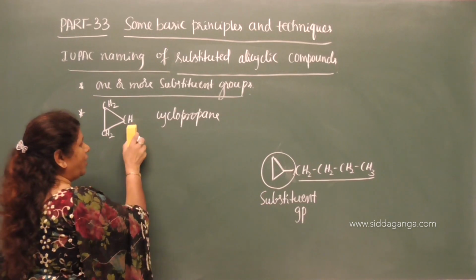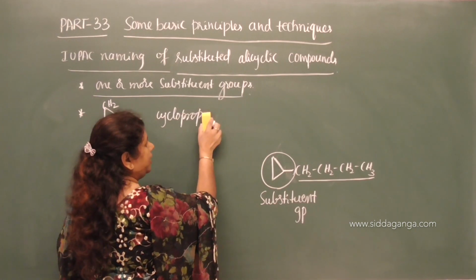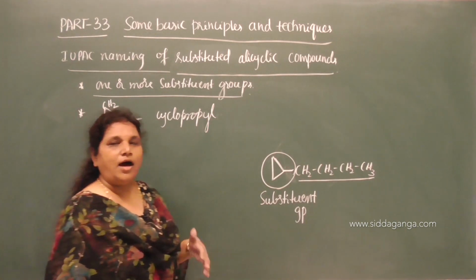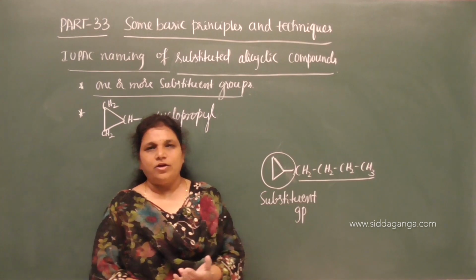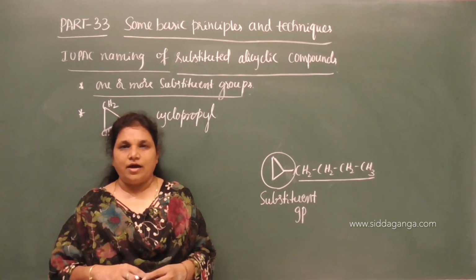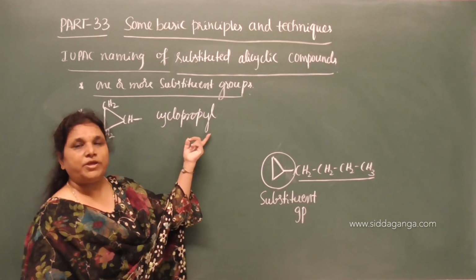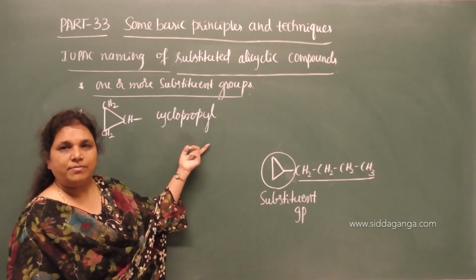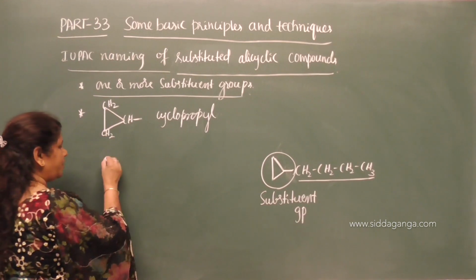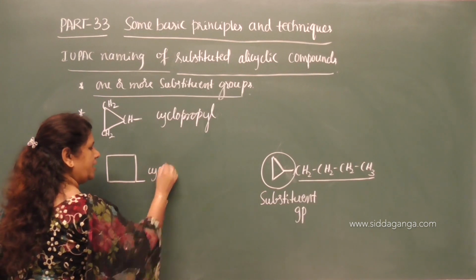Now if one hydrogen is removed and we have a vacant bond, then ANE is replaced by YL, cyclopropyl. Similarly, alkyl group: how to get the name of the alkyl group? By removing ANE from the name of the alkane and replacing ANE by YL. Similarly here, cyclopropyl group. And the second example, this is cyclobutyl.